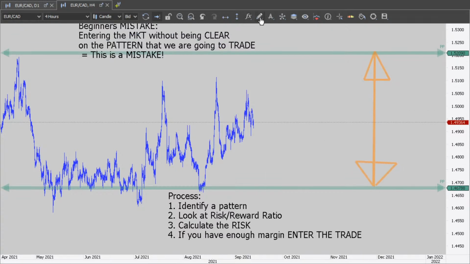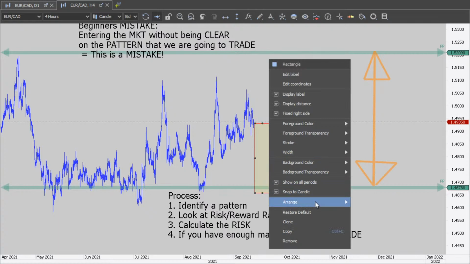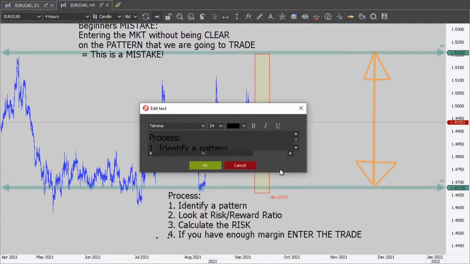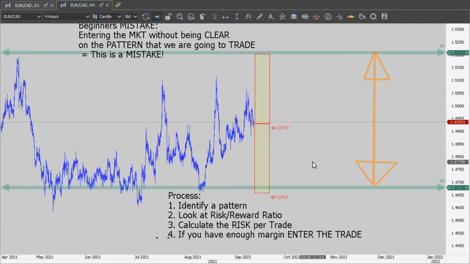So going long right now, how is the risk reward ratio? Is it good or bad? If it's good, calculate the risk per trade. Half percent per trade, 1% per trade. And if you have enough margin, enough capital to put the stop loss in the correct place, enter the trade.